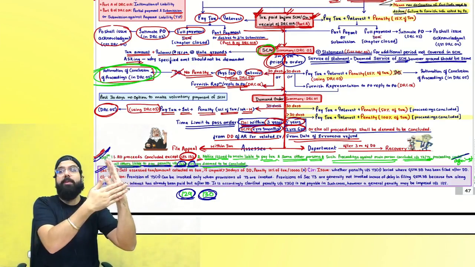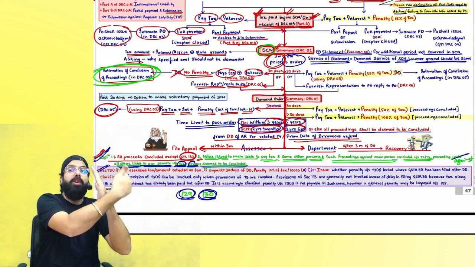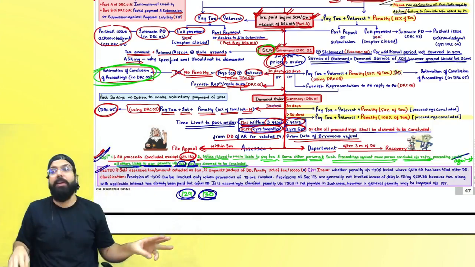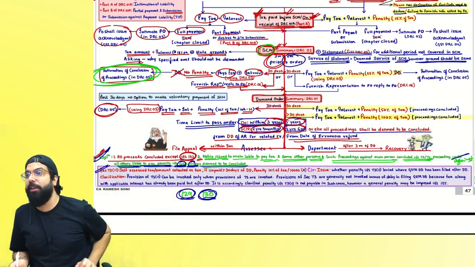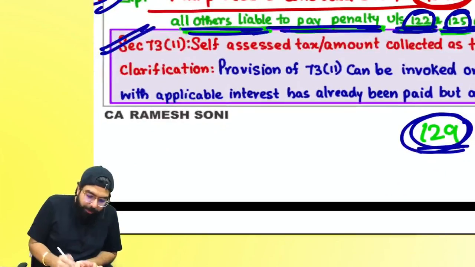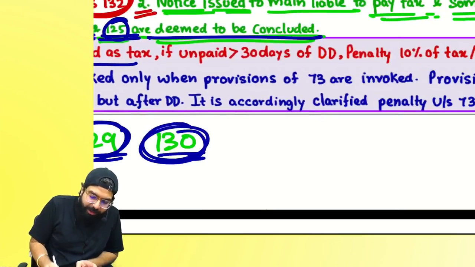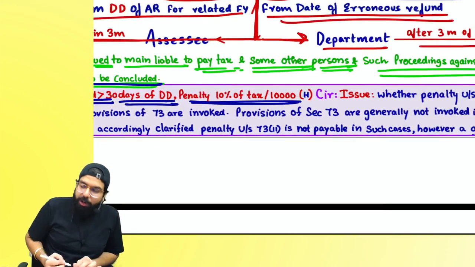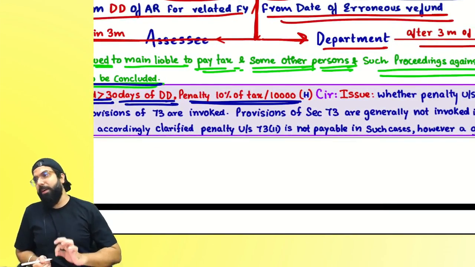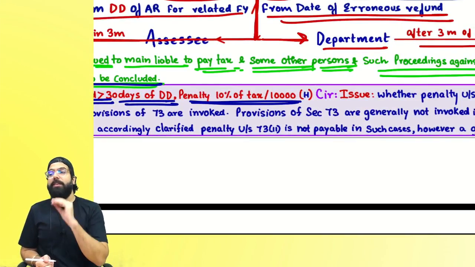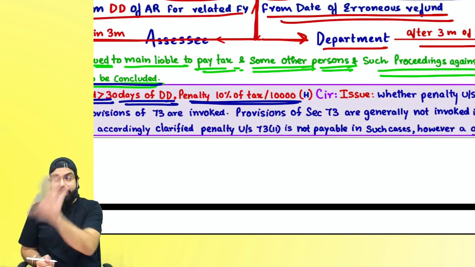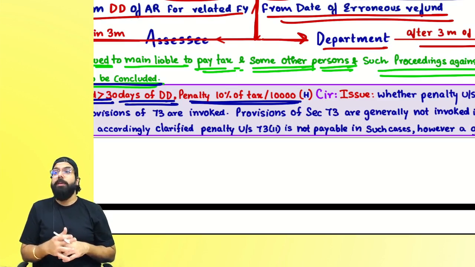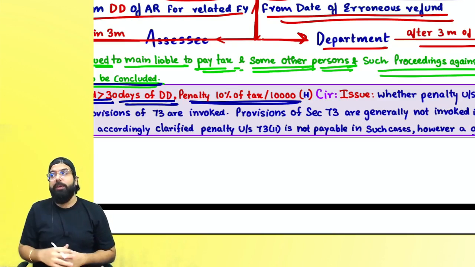If you don't make the payment within 30 days, we will issue you a show cause notice, and then you will be liable to pay tax, interest, and penalty also, which is 10% of the tax or 10,000, whichever is higher. Always remember, self-assessed tax or amount collected as tax, if unpaid for more than 30 days from the due date, a penalty of 10% or 10,000, whichever is higher, will be charged. So if you filed a return, self-assessed your tax, and did not make the payment, only then is this penalty applicable. How much? 10% of the tax or 10,000, whichever is higher.